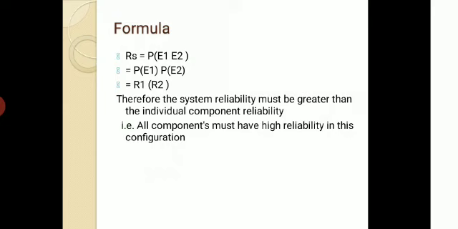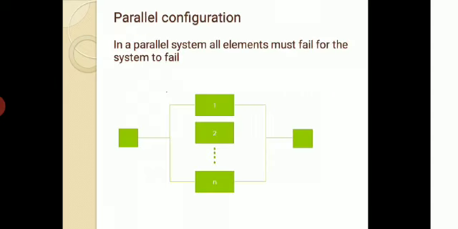Therefore, the system reliability must be less than the individual component reliability, because we are multiplying, the system reliability will always be lower than the individual component reliability. That is, all components must have high reliability in this configuration. So this is all about system reliability, the series reliability configuration: RS is equal to R1 into R2. Same kind, we have one more: the parallel configuration.